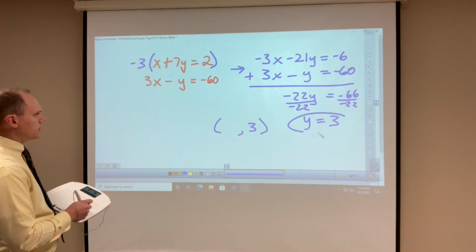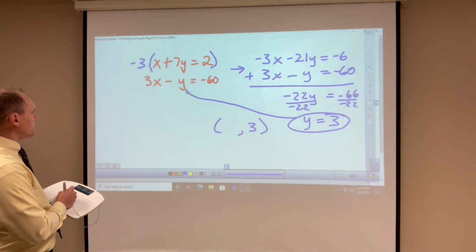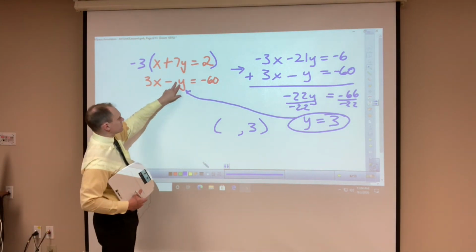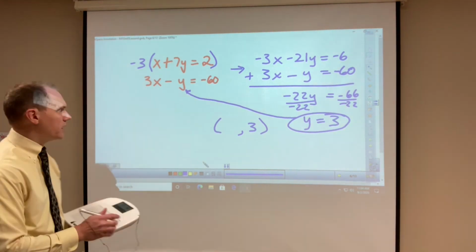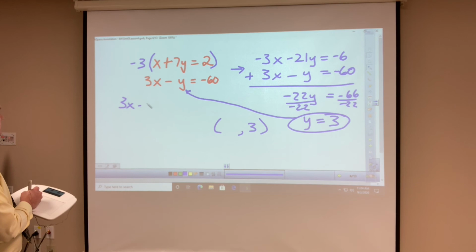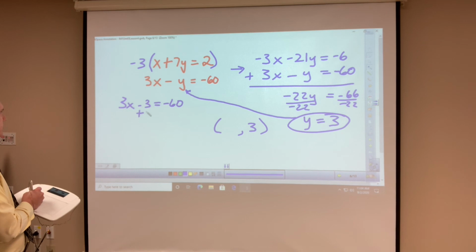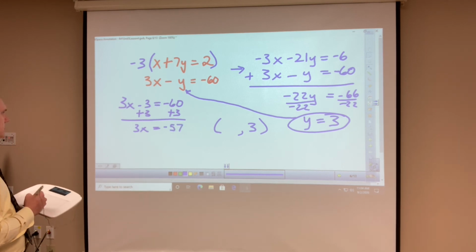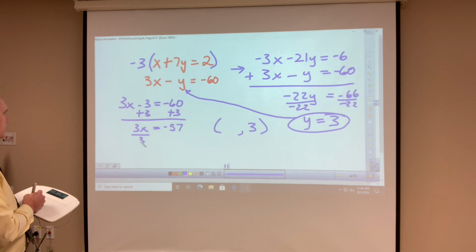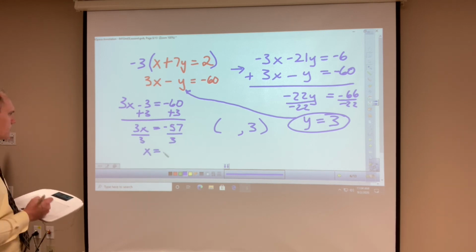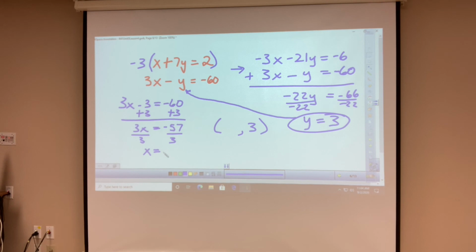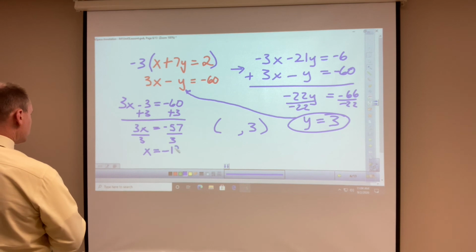And we can take that 3 and we can substitute it into either equation. This one's probably going to be easiest because this y doesn't have a coefficient with it. So it would probably be easiest to put 3 in there. So we get 3x minus y, which is 3, equals negative 60. From there, we can add 3 to both sides and get 3x equals negative 57. So we're going to divide both sides by 3. And we get negative 19.